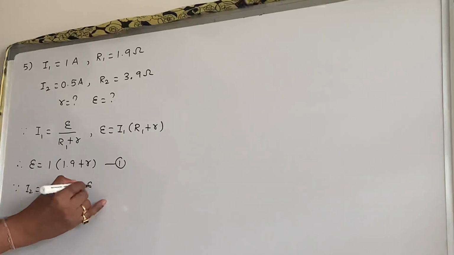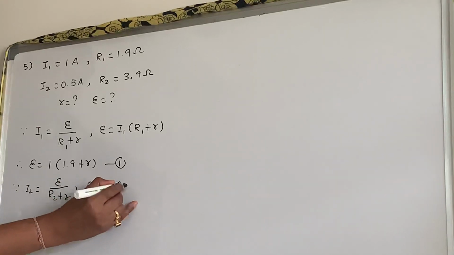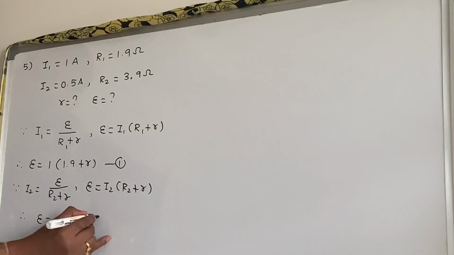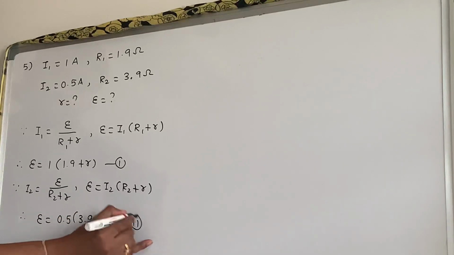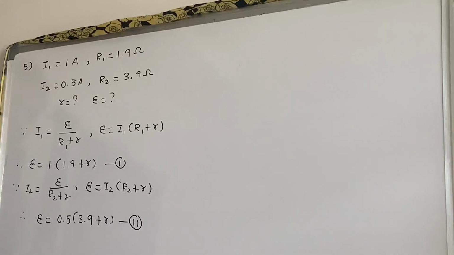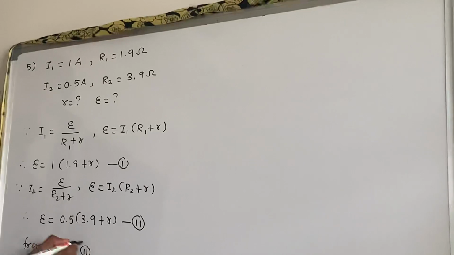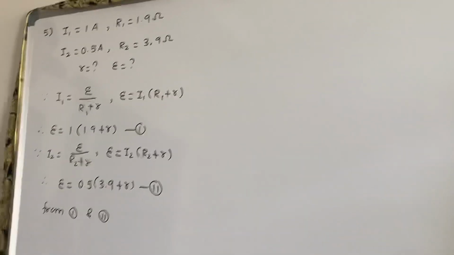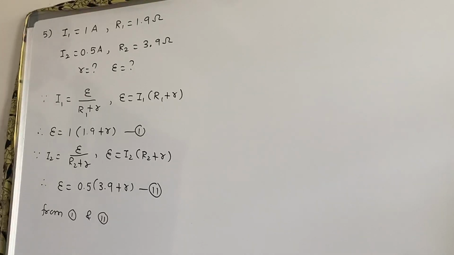since I2 is equal to EMF upon R2 plus small r, I can write here E is equal to I2 times R2 plus small r. So E is equal to I2 is 0.5, this is 3.9 plus small r. Equation number 2. So from 1 and 2, if I compare these two, because the left hand side is the same cell I am using, the EMF will be the same, internal resistance will be the same.